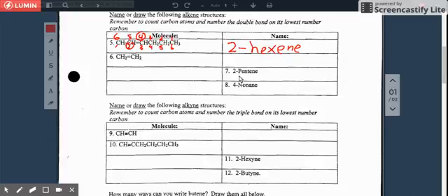If we have a 2-pentene. Now again, pent. I'm not going to go back to that slide, because it's a pain. But pent means there are 5 carbons. So let's just draw that really quick.